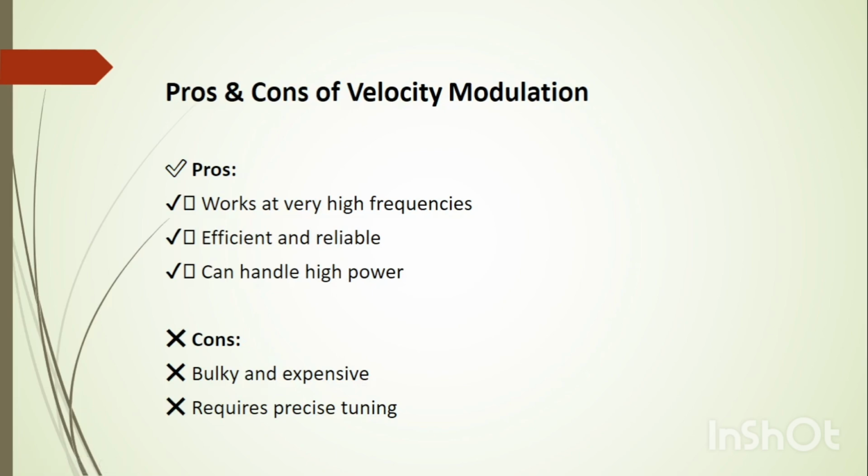And that's velocity modulation in a nutshell. Pretty cool, right? Now you know how signals are amplified in radars, satellites, and even microwave ovens.